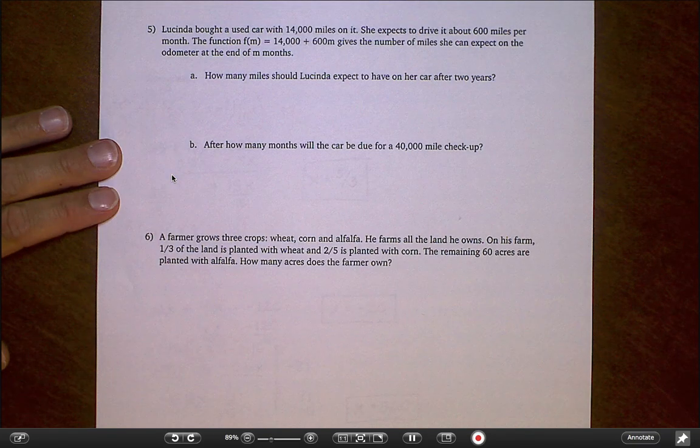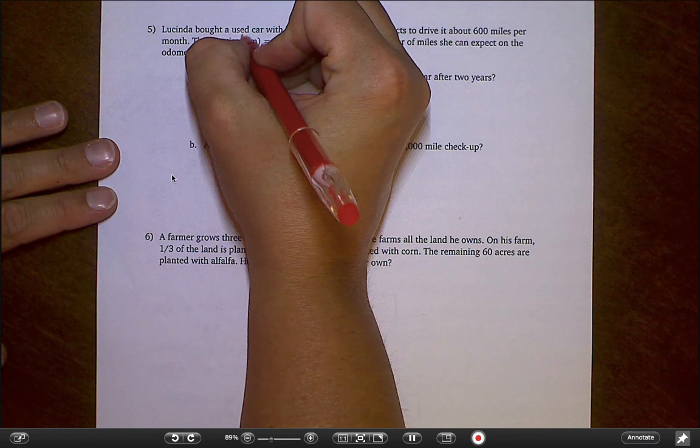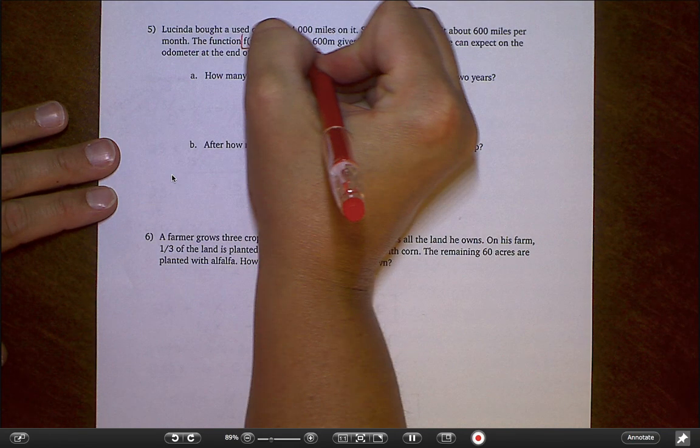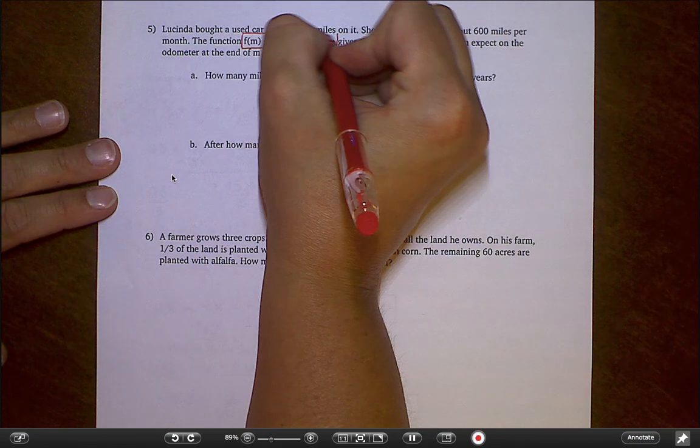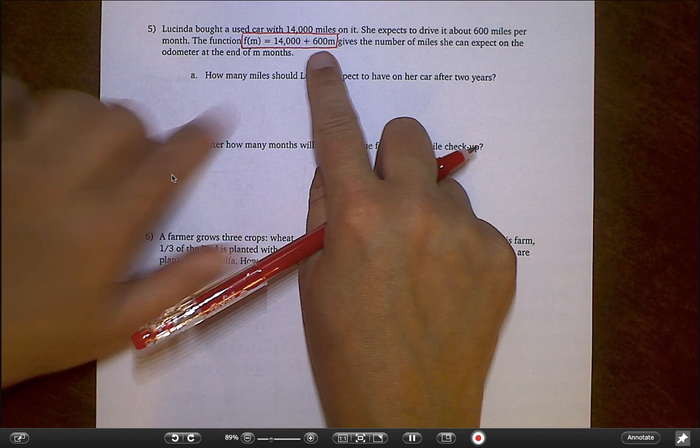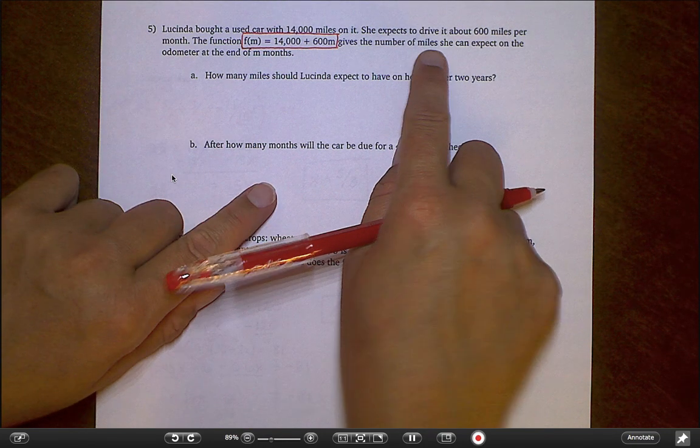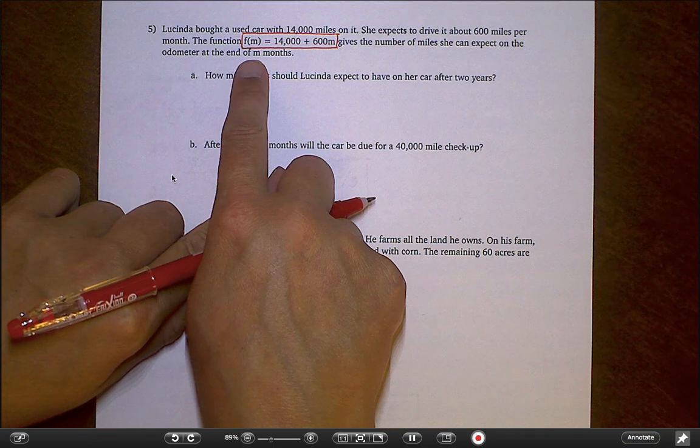And when I say important stuff, I mean the formula. They give you this equation for a function. And don't let the fact that it's a function throw you off. It's really just a formula. And it tells us the number of miles she can expect on the odometer at the end of M months.